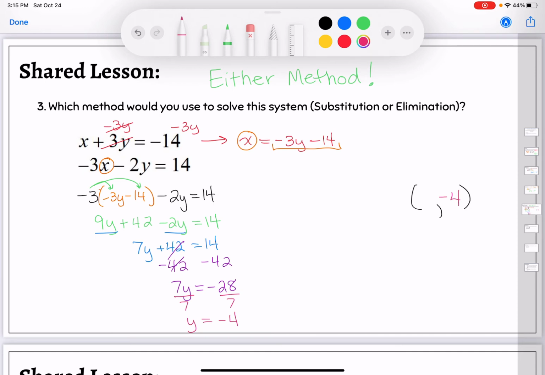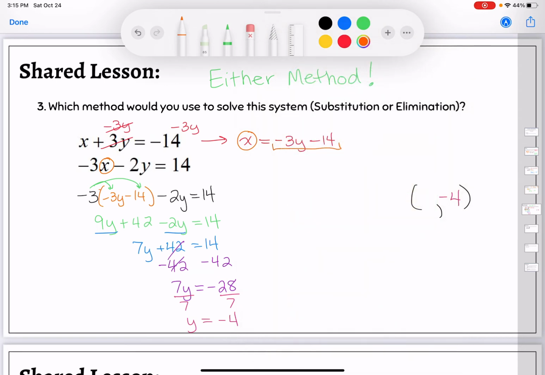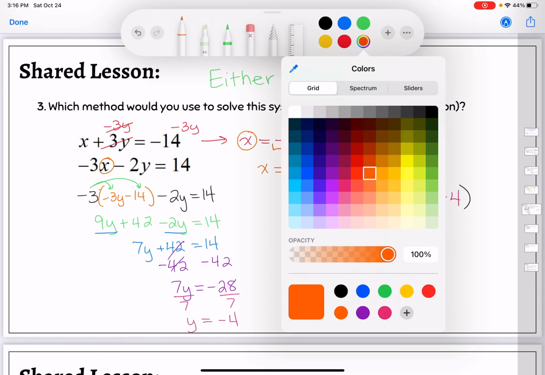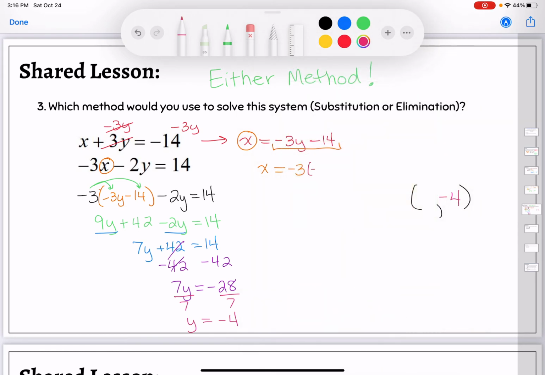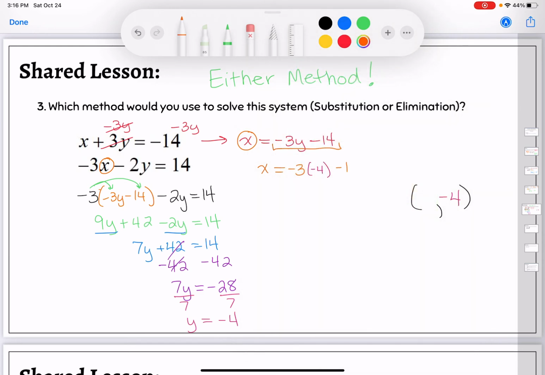But when I use substitution, the equation that I use to substitute with is always set up for me. So I'm going to go back to that equation and plug into that. So it says x equals negative 3 times negative 4, because I just solved y equals negative 4, minus 14. So x equals negative 3 times negative 4 is positive 12, minus 14. So x equals negative 2. So my solution is the point negative 2, negative 4.